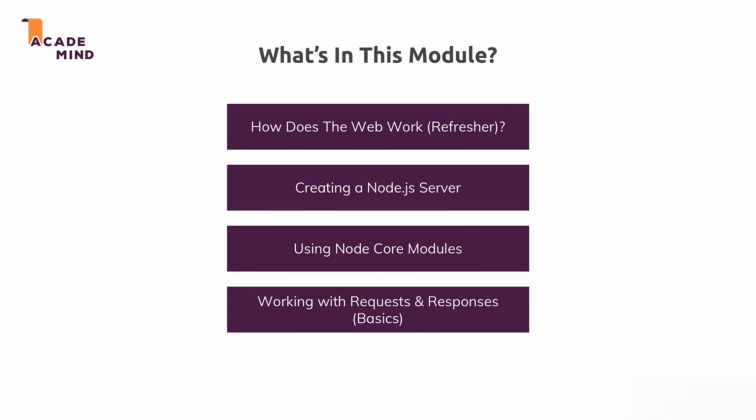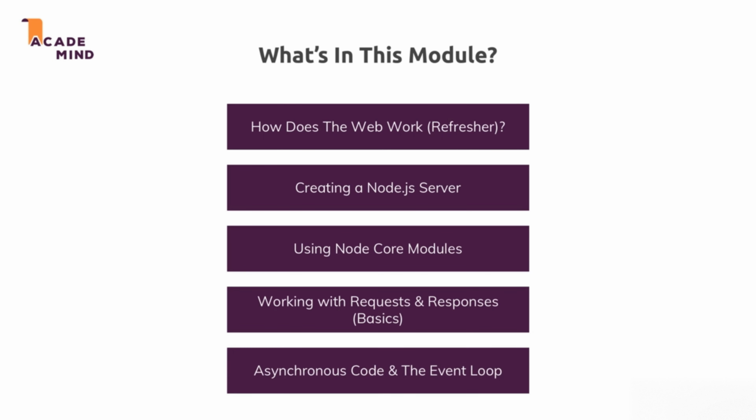Now, related to all of that, we'll learn how Node.js uses asynchronous code and a concept called the event loop to stay reactive and ensure that our script never slows down and always works just fine. So with that, let's dive into Node.js.